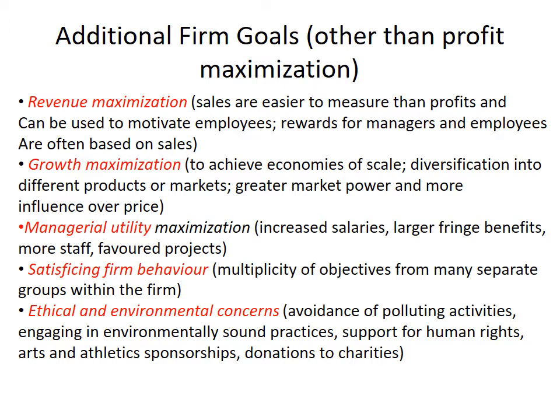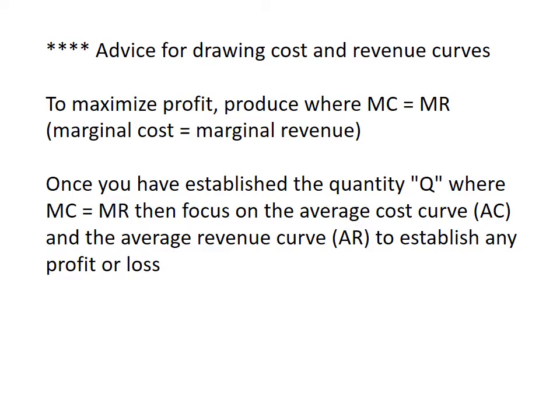Or there could be satisficing firm behavior, where you've got all sorts of different objectives from many separate groups within the firm, each with their own goals and what they're trying to achieve. And more in today's world, we see the ethical and environmental concerns, so avoidance of polluting activities, engaging in environmentally sound practices, support for human rights, arts, athletic sponsorship, donations to charities, and so on.